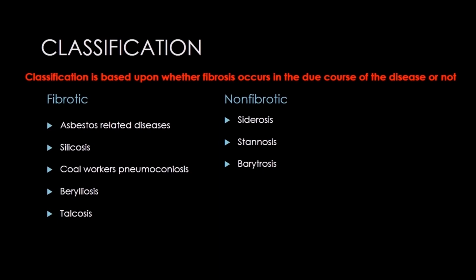Classification is based upon whether fibrosis occurs in the due course of the disease or not. So, accordingly, we can categorize them into fibrotic and non-fibrotic types. Under the fibrotic type, it includes asbestos-related diseases, silicosis, coal-workers pneumoconiosis, berylliosis, and talcosis. Under the non-fibrotic group, it includes siderosis, stannosis, and barytosis.